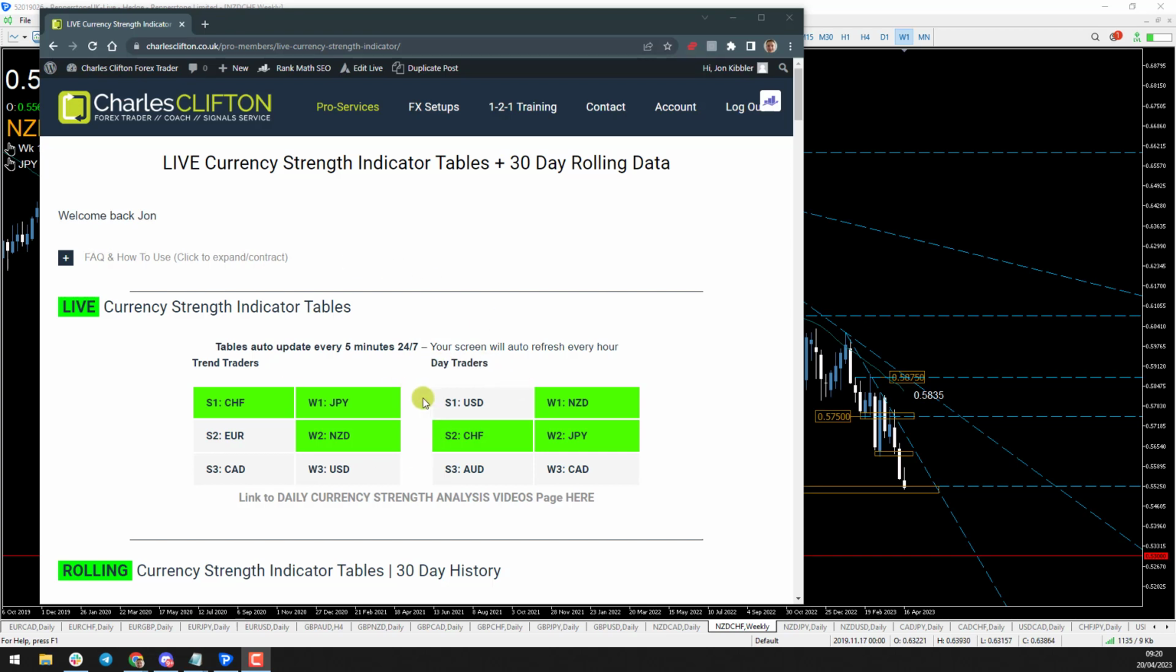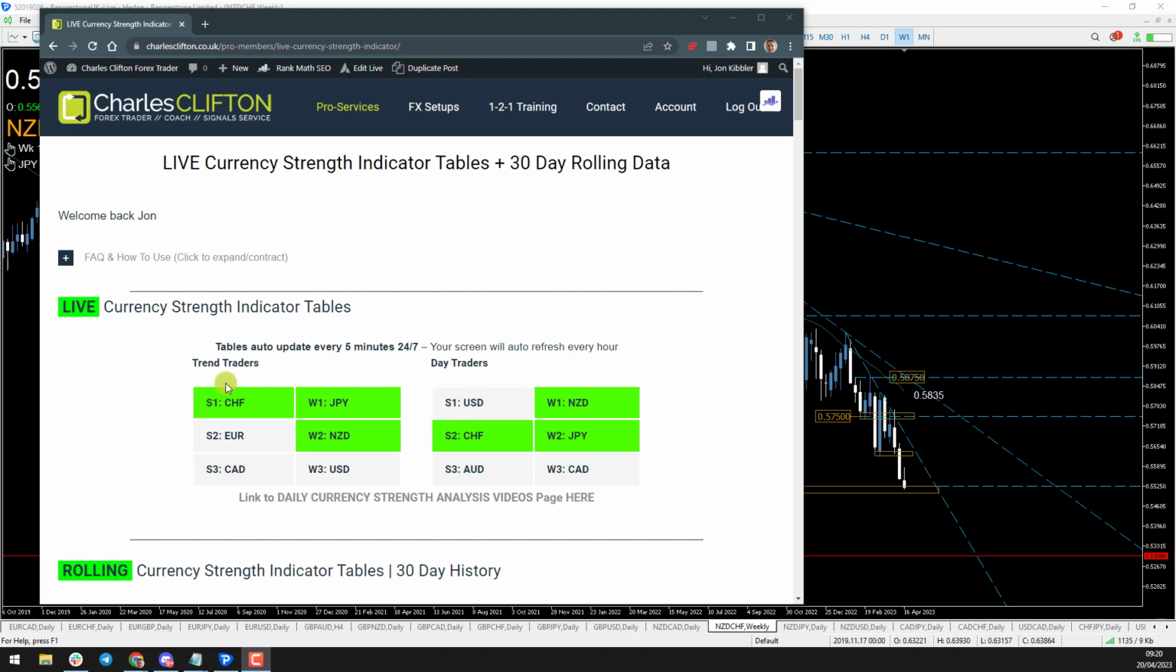We have two types of tables: the trend traders table and the day traders table. These are the same studies but just highlighting different time frames. The tables auto update every 5 minutes, 24/7, meaning that our members can see how the market stands right now in real time. So what are the tables telling us today?